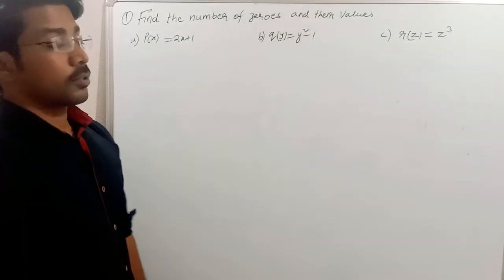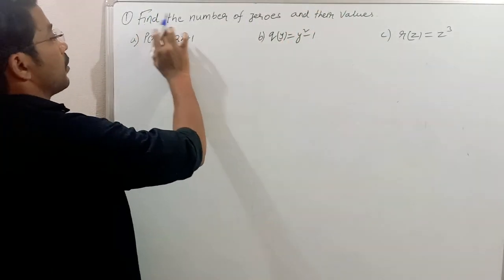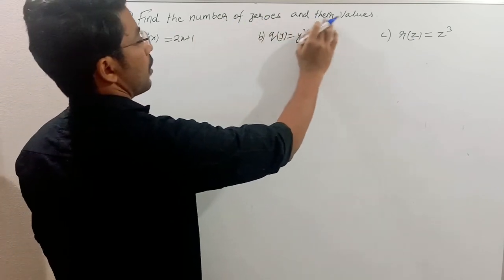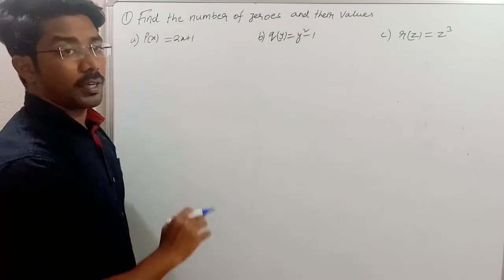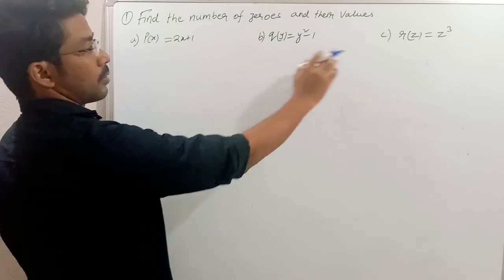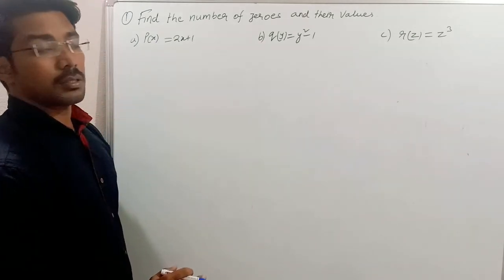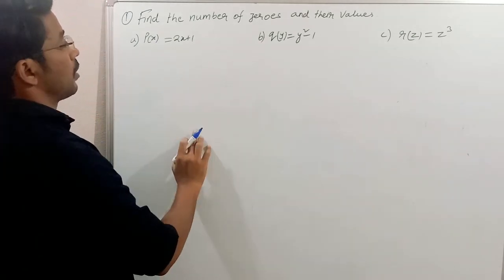Today we are going to discuss the most important questions of 10th class and the previous year questions. Let us get into the questions. First question, find the number of zeros and their values. So we have to find out the zeros of these three polynomials and their values.